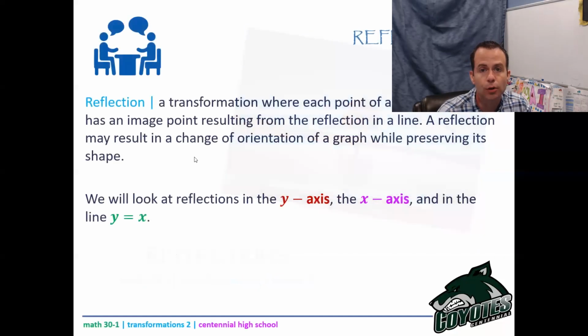Okay, so this is not in your book, just a quick definition. A reflection is a transformation where each point of an original graph has an image point resulting from the reflection of a line. A reflection may result in a change of orientation of a graph while preserving its shape. We're only going to look at 3 different lines of reflection: a reflection in the y-axis, a reflection in the x-axis, and a reflection in the line y equals x.